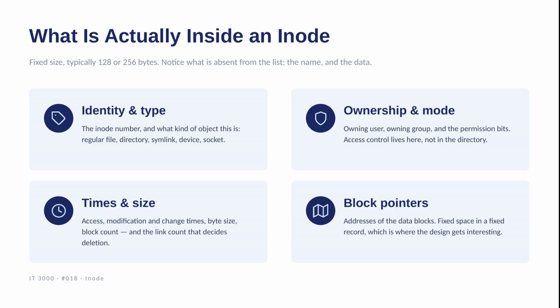In roughly 128 or 256 bytes, four things live side by side: an identity, the inode number and the object's type; ownership and mode, which is where access control actually resides, not in the directory entry; the times and size, including that link count that quietly decides when a file gets deleted; and finally, the block pointers, addresses into the data. That last field has to fit in a fixed space, and that's where the design gets genuinely clever.